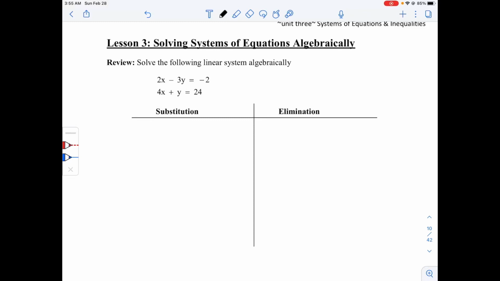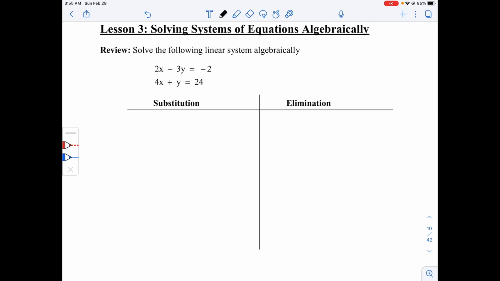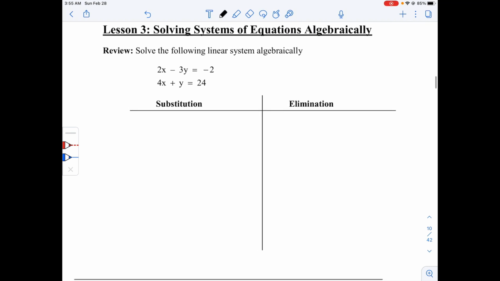Okay, so for lesson 3, we want to look at solving systems of equations algebraically. And for that, we want to first start with reviewing what we did in Math 10. So in Math 10, we looked at solving linear systems algebraically.